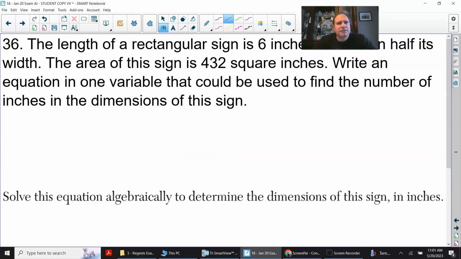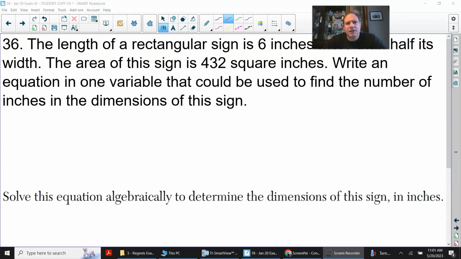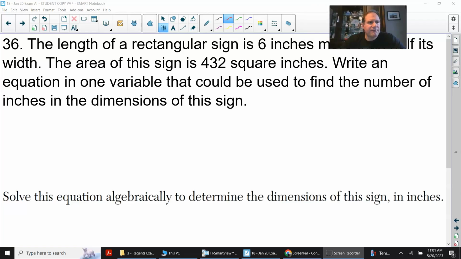All right, the length of a rectangular sign is 6 inches more than half its width. The area of the sign is 432 square inches. Write the equation in one variable that can be used to find the number of inches in the dimensions of the sign.